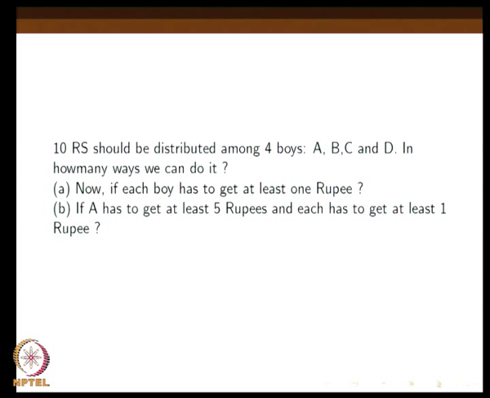To give the first rupee, 1 rupee is given to A, that means the boy is selected once. The second rupee is given, the boy is selected a second time, then the third rupee is given, he is selected a third time, and so on. So, the question is the same, just that we want to select the boys 10 times, and a particular boy can be repeated several times. That is the only difference.